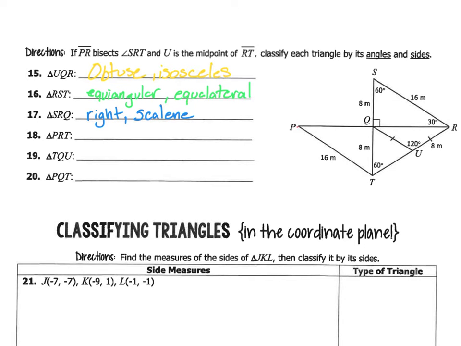PRT. This one will be isosceles. Good. So isosceles, and then what? Look at this angle down here. Is that going to be good?